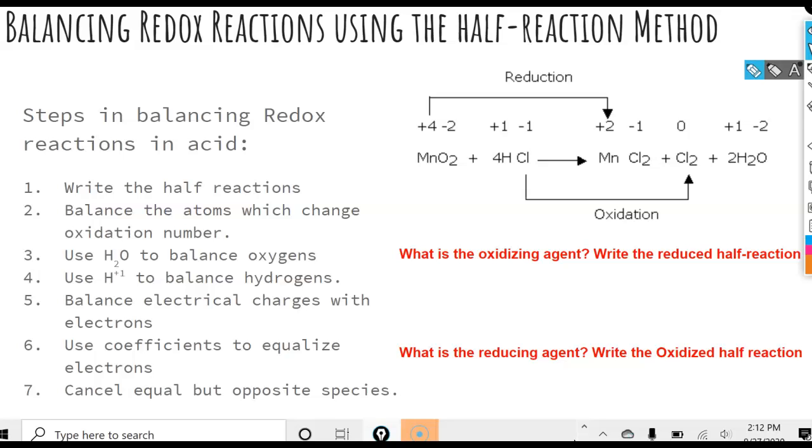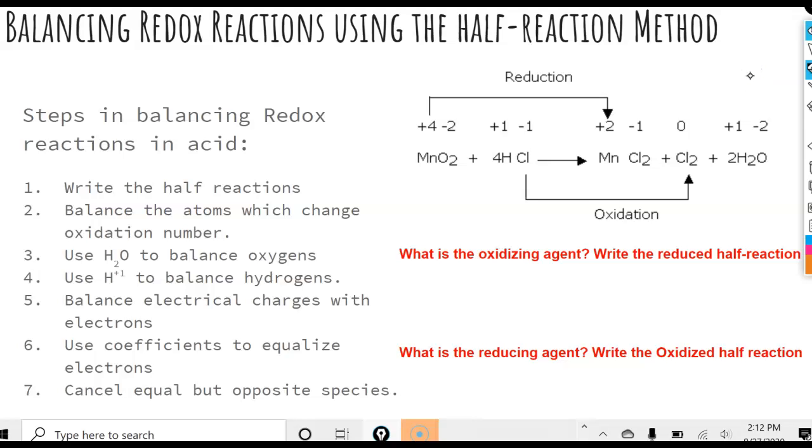I've got some MnO2 plus 4 HCl yields MnCl2 and Cl2 and 2 waters. Okay, so the first thing that we have to be able to do is identify what is being oxidized and what is being reduced. And I know it's already labeled here, but we need to be able to identify what's really going on here. So I want you to pay attention to that too.